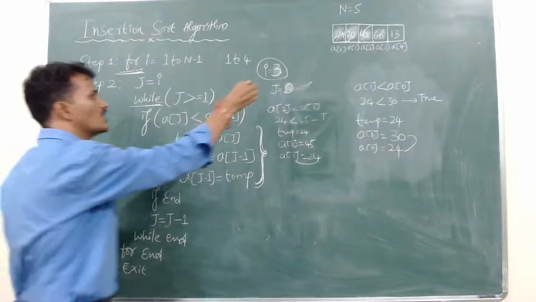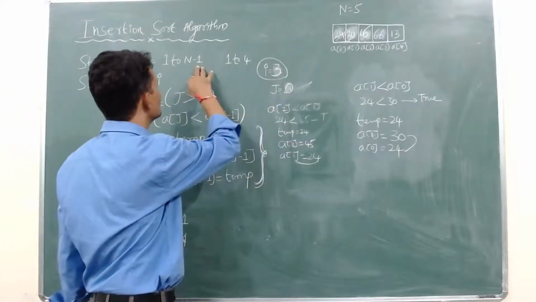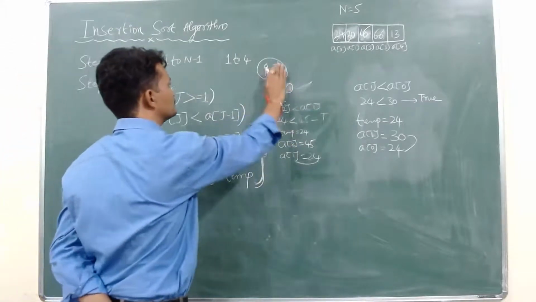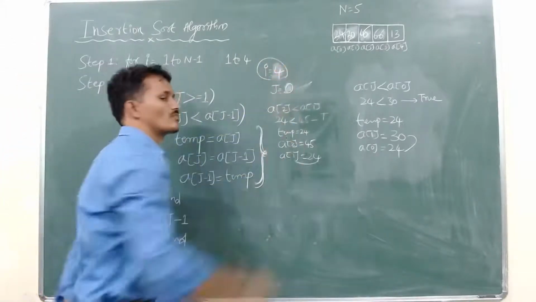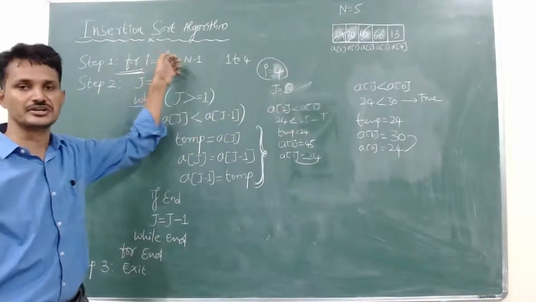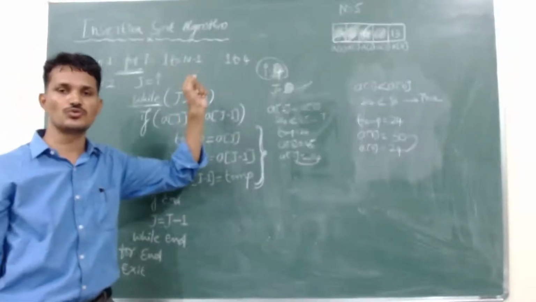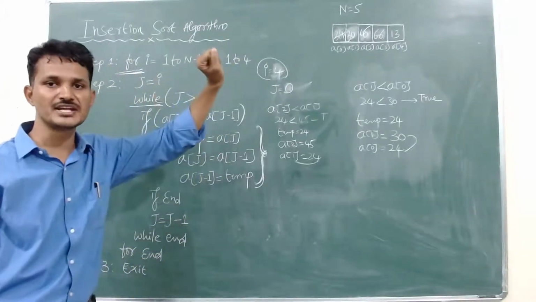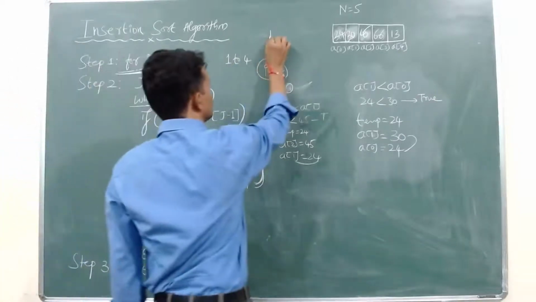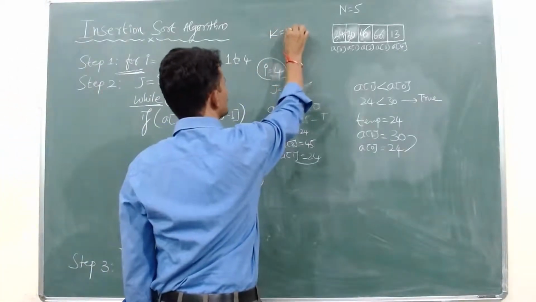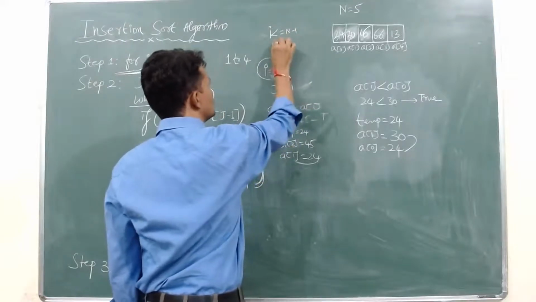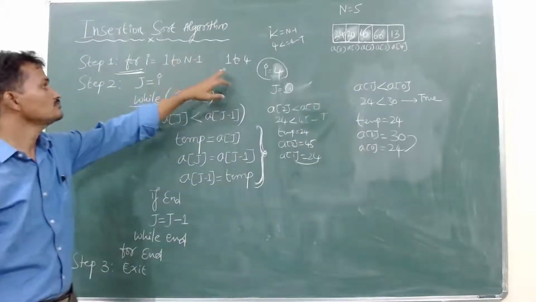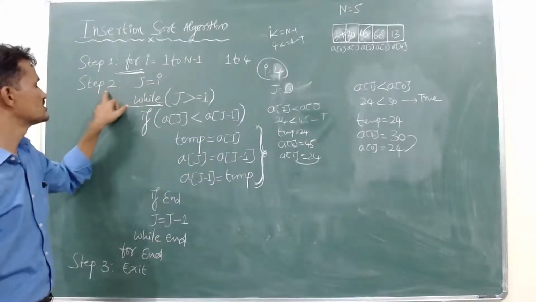Okay, for loop. Now it again goes to the for loop and i gets increased by plus 1. Because of the equal to in the condition, i is less than or equal to n minus 1. n is 5, 5 minus 1 is 4. That means 4 is less than or equal to 4. Yes, it will be true, right? So now again it goes to step 2.